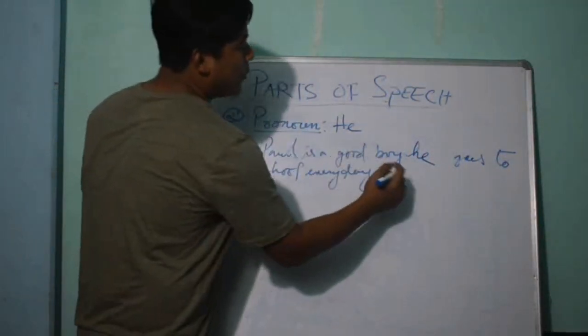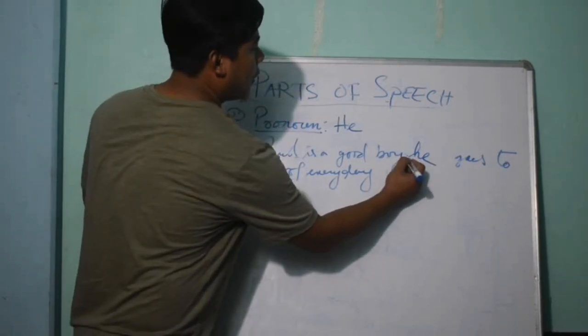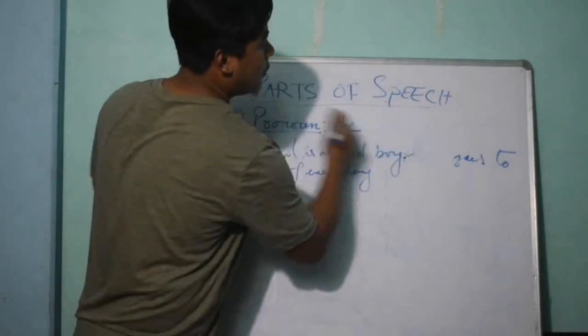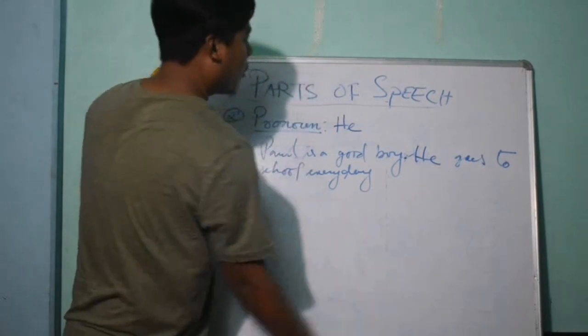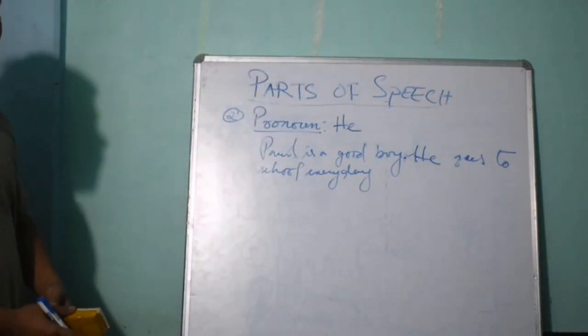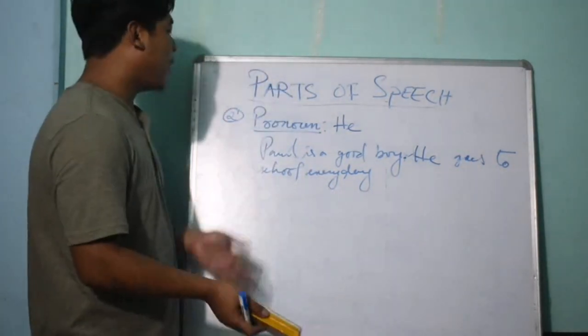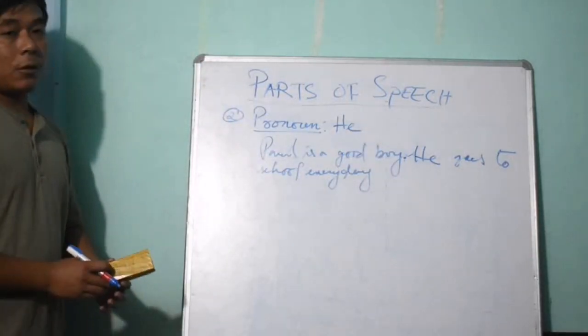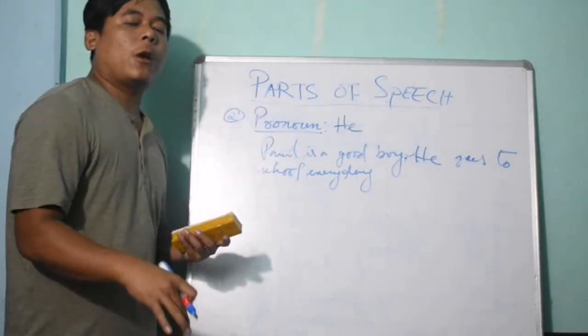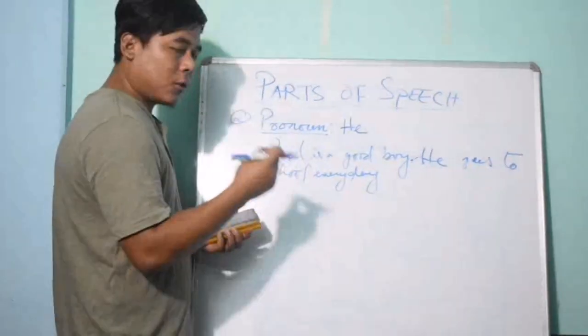Paul is a good boy. He. So let this be a new sentence. He goes to school every day. So I'm avoiding repetition of the word Paul. So any word that you use to avoid repetition of a noun is called pronoun.